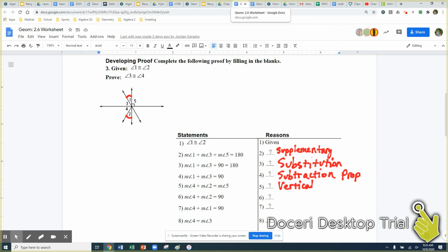Perfect. You could say vertical angle theorem. I just always use vertical angles. Good to go. If you want to say vertical angle theorem, awesome, it'll work. Now again, measure of angle 4 and angle 2, you look from this step to this step. Measure of angle 5 became 90. So we replace the measure of angle 5 with 90, which is substitution.